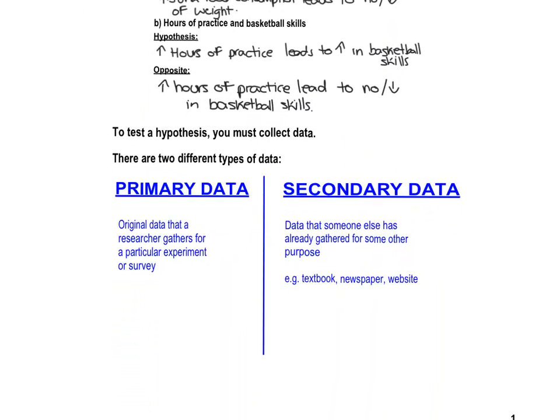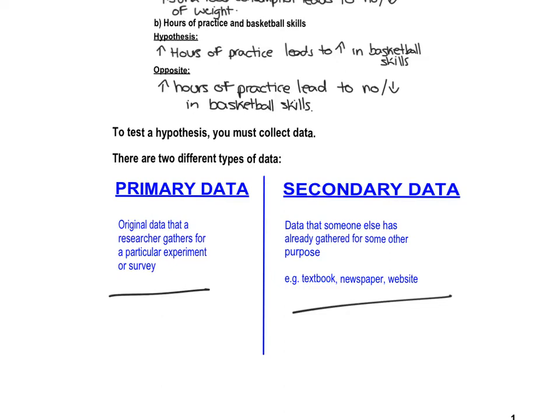So to test a hypothesis, you collect data, okay? There are 2 different types of data. You have primary data, so original data that researchers gathered for a particular experiment or survey, or secondary data that someone else has gathered for other purposes. A lot of this, if you go to university, you will actually take essentially a course on how to examine data. It's called statistics. Pretty much, it's a mandatory course. Everybody will have to take it in your first year of university.